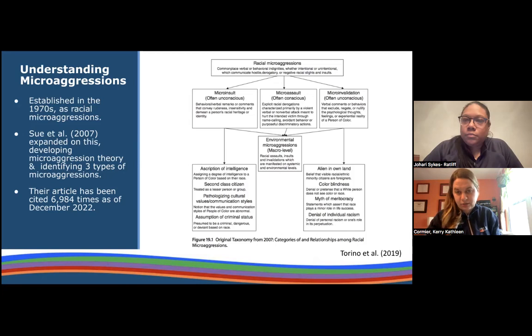So the micro invalidation, again, is going to be a verbal comment or a behavior that excludes, negates, or nullifies the psychological thoughts, feelings, or experiences of a person of color. And then you can also have environmental microaggressions. And so this is going to a bigger macro level. So it might be racial assaults, insults, invalidations, which are manifested on a systemic and environmental level. And we're going to go into some examples in these 2 boxes here, but we'll explore them more on our next slide, giving a sense of what are some micro insults, some micro invalidations that people might experience based on their status in a particular group.